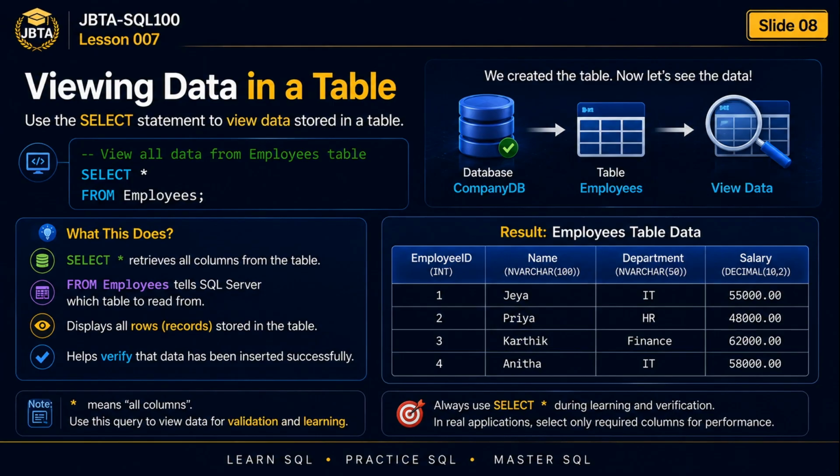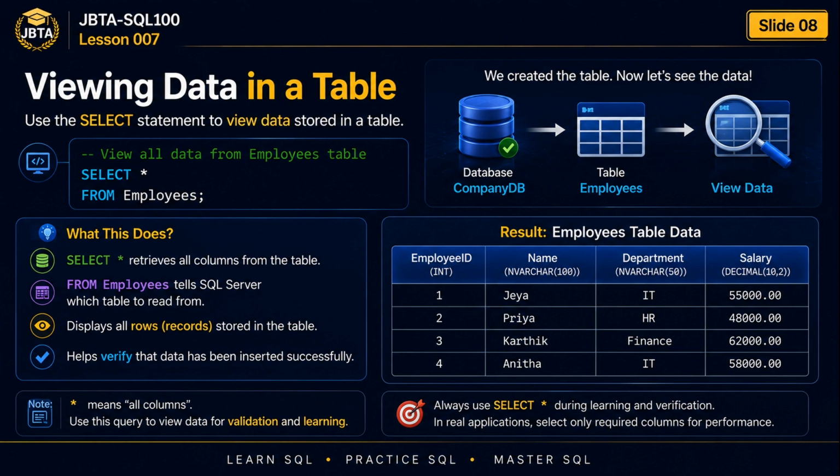First, we have the SELECT keyword. The SELECT statement is used to retrieve data from a table. Next, we see the asterisk symbol. The asterisk means all columns. In other words, SQL Server will return every column available in the Employees table. Finally, we have FROM Employees. This tells SQL Server which table to read the data from.